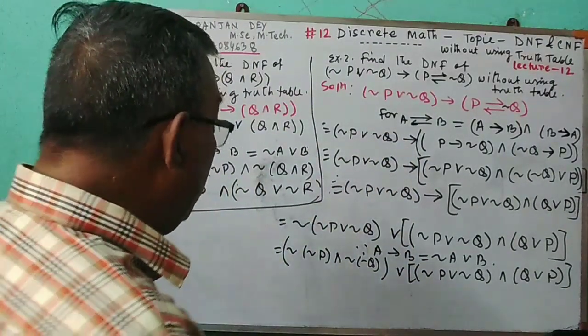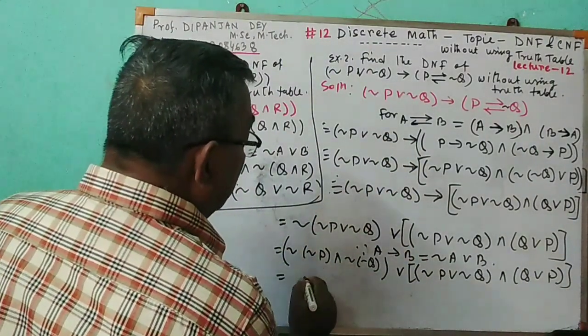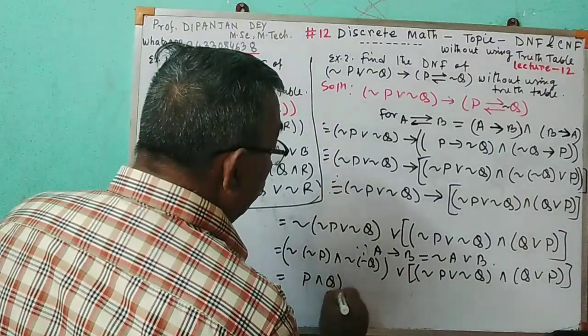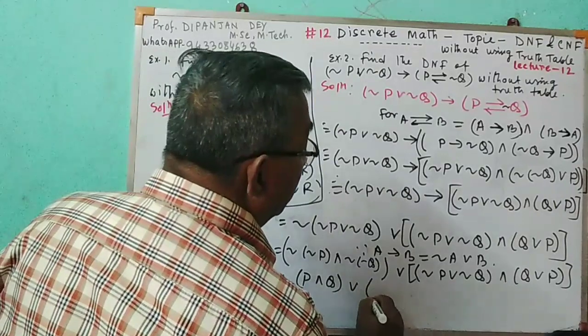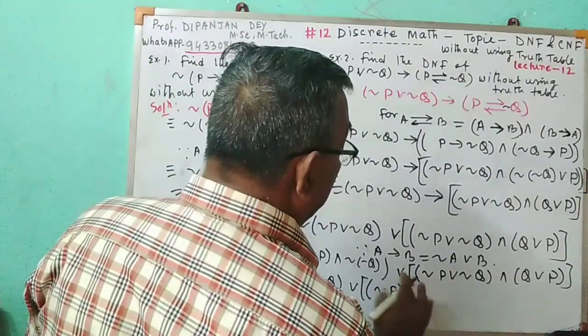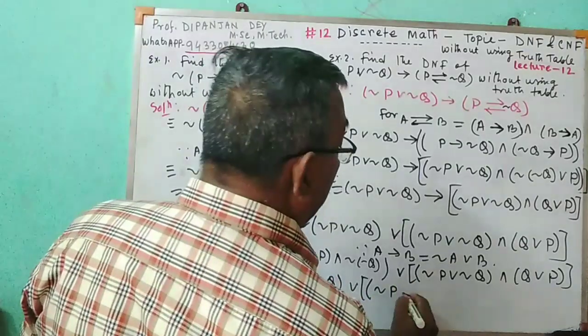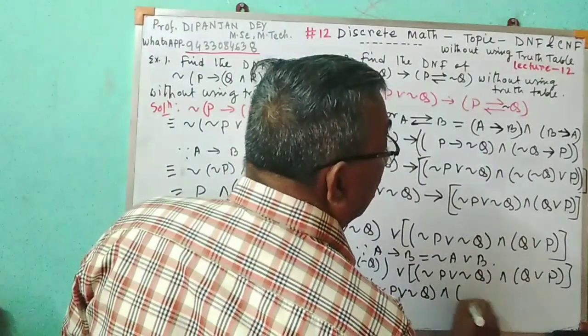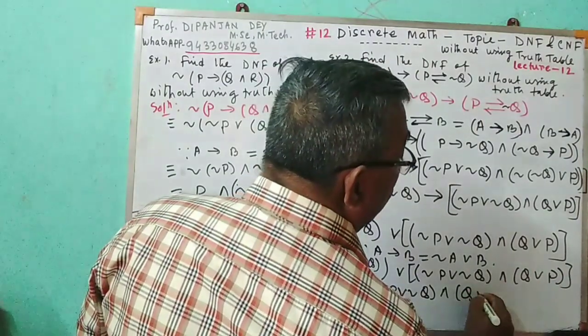Now what will you do? Negation of negation P, that is P. Negation of negation Q, that is Q. P to Q. This will be as it is. That is negation P, disjunction negation Q, conjunction as it is, Q, this is P.